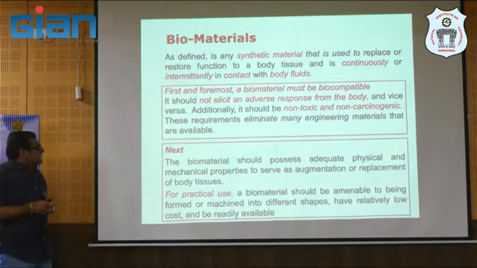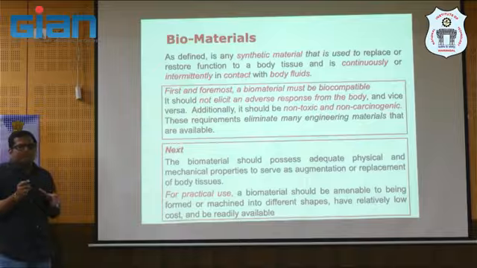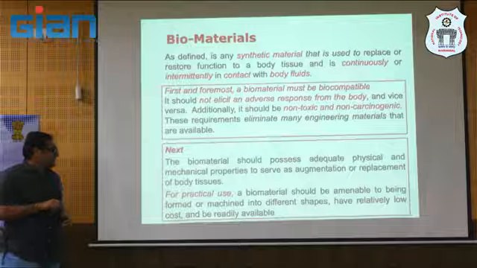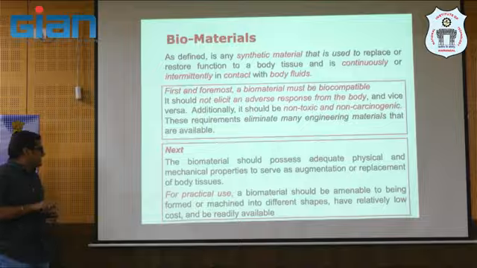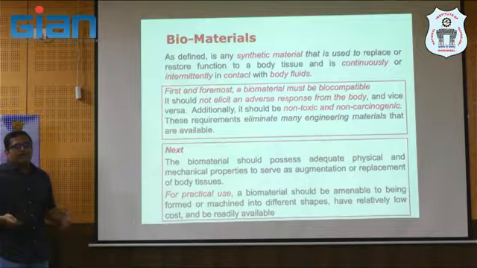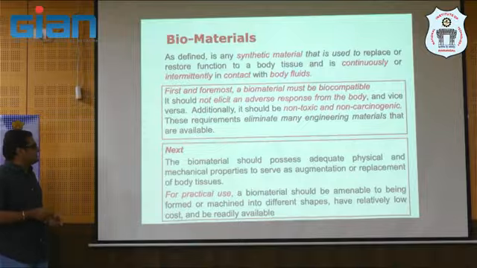So the mechanical and physical properties that you are looking at should match or nearly match whatever tissue or body part you are targeting to replace, right? And then of course the manufacturability. It should be readily available and easily processed. That's what additive manufacturing offers here, you can easily process any complex structures.